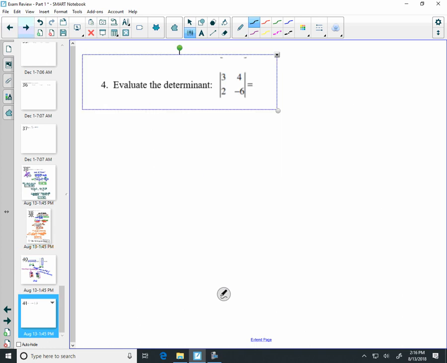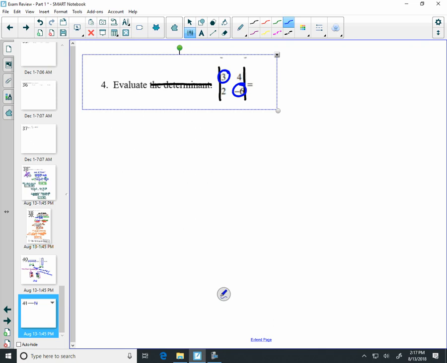Okay, evaluate the determinant. The other way you can see this is just evaluate. And you have to know that these lines mean to find the determinant. If you see a problem like this on the exam or on the ACT, this really isn't about the math. It's about knowing that word because the math is very easy. To find the determinant, here's what you do.